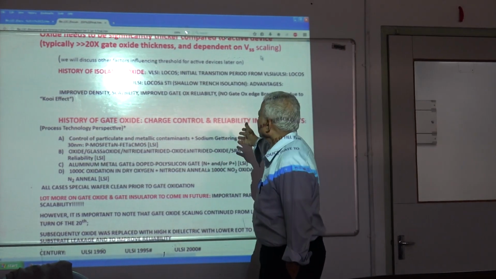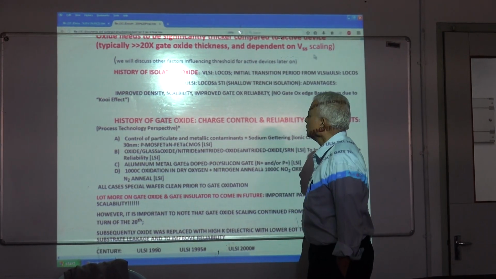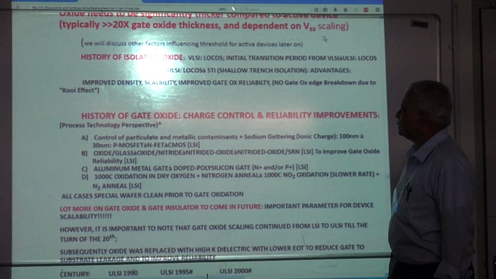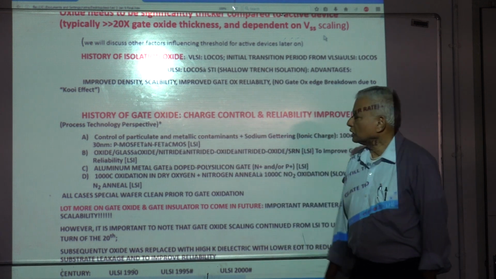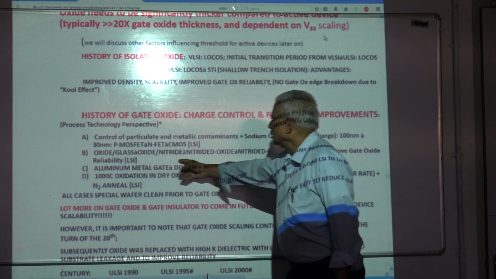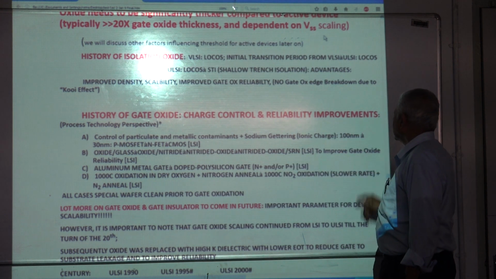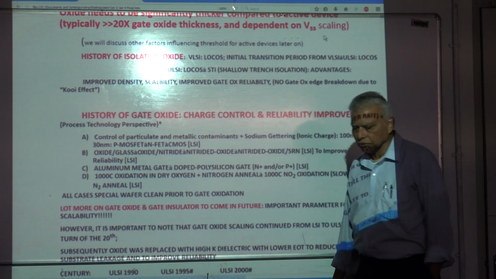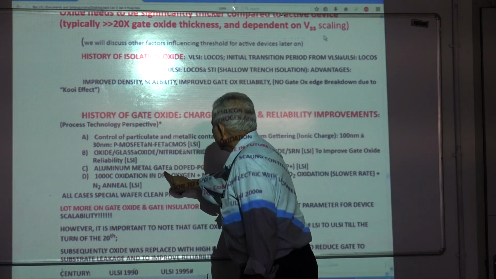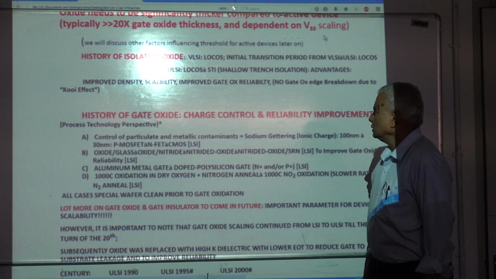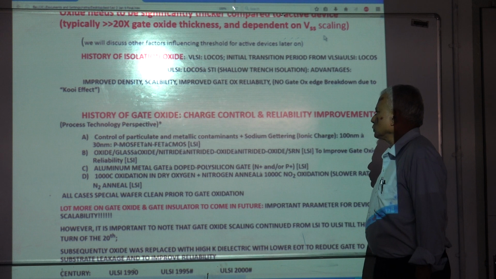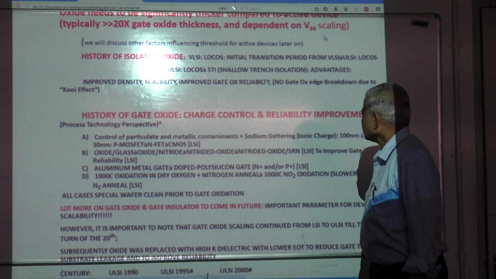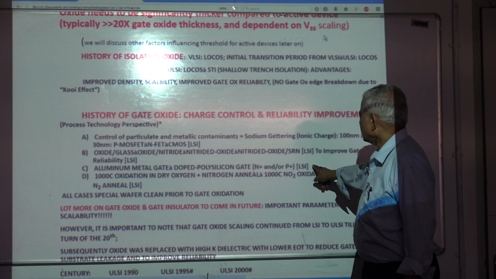So, the history of gate oxide, charge control, reliability, keeping control of particulates and all these ionic contamination was done very beginning, as I gave you the little history. And then nitride oxide to improve the reliability of the oxides. They were used in many generations of technology further down the road. And we changed the gate, aluminum metal gate, to doped polysilicon gate for a variety of reasons that we'll talk about some other time. That was up to the LSI era.